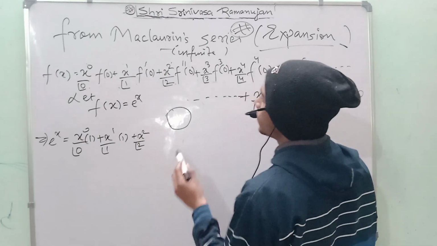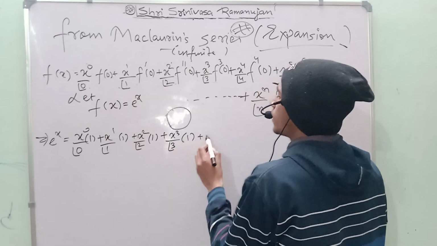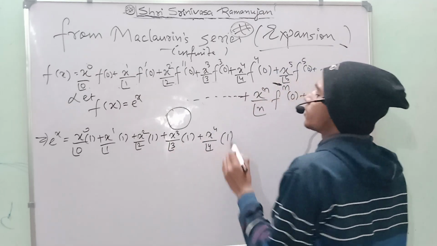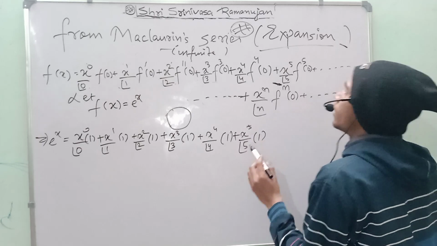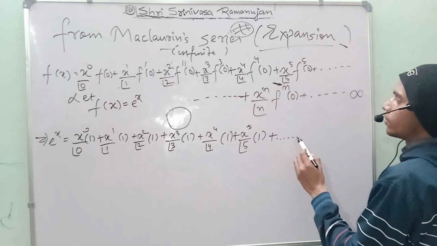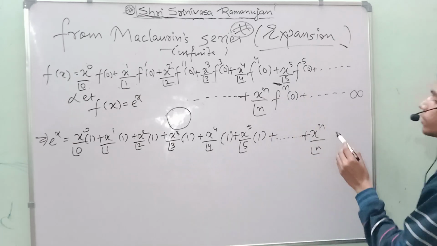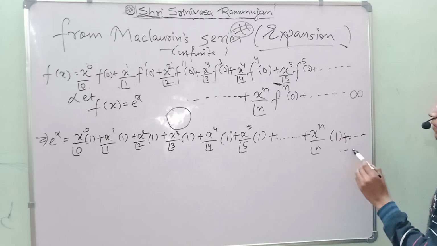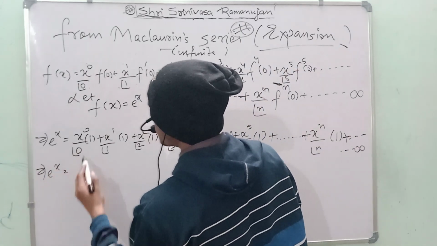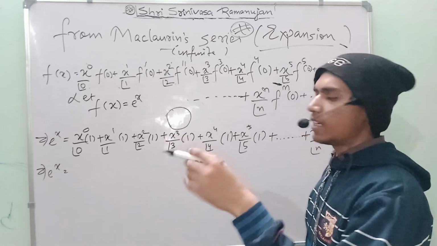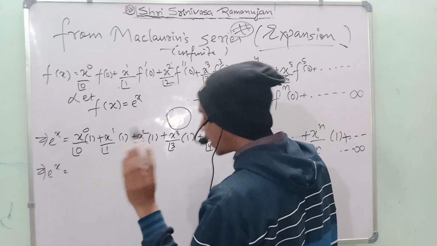So x square by 2 factorial f''(0) is equal to 1. x cube by 3 factorial, that is also 1. x to the power 4 by 4 factorial, that is equal to 1. x^5 by 5 factorial, that is also 1. Plus dot dot dot, x to the power n by n factorial f^(n)(0), that is also 1, and it goes up to infinity. No problem. If you see here, e to the power x: x to the power 0 by 0 factorial is 1 by 1, which is equal to 1, as you have seen earlier.